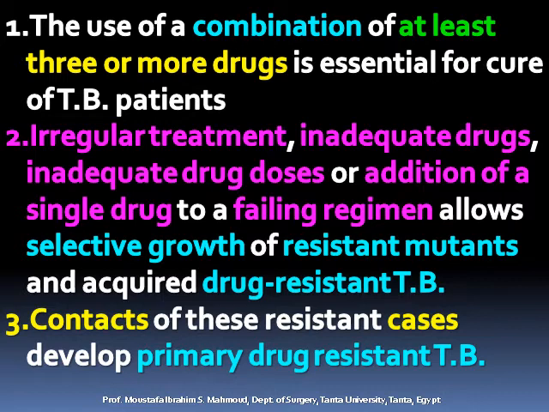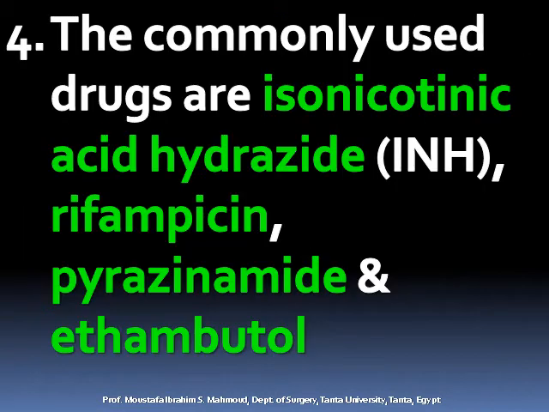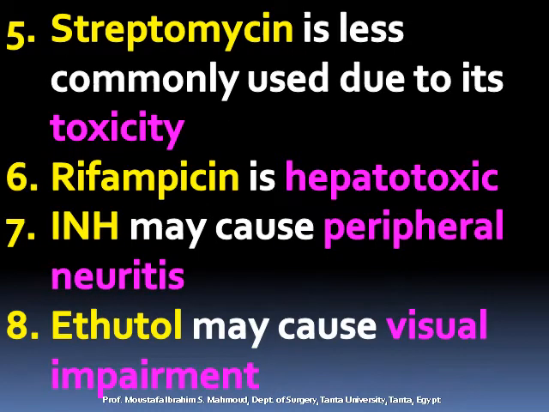Contacts of these resistant cases develop primary drug resistant TB. The commonly used drugs are isonicotinic acid hydrazide, INH, rifampicin, pyrazinamide and ethambutol. Streptomycin is less commonly used due to its toxicity. Rifampicin is hepatotoxic, and isonicotinic acid hydrazide may cause peripheral neuritis. Ethambutol may cause visual impairment.